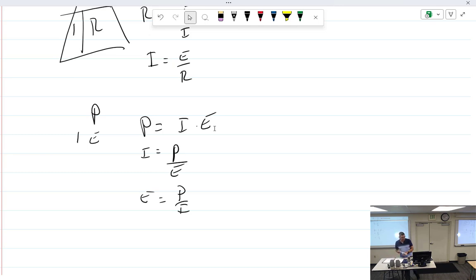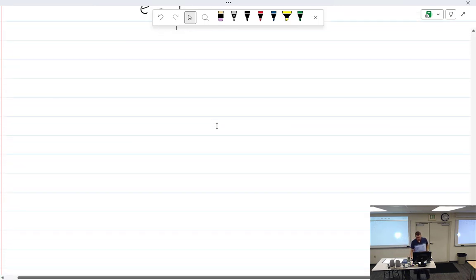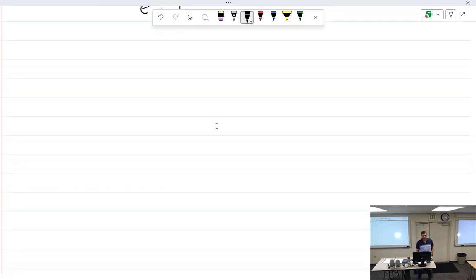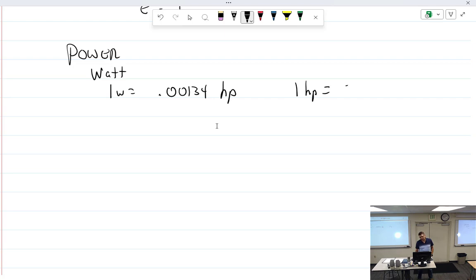All right, so speaking of P and pi, we do have power. Power is expressed as the watt. 1 watt equals 0.00134 of a horsepower. 1 horsepower equals how many watts? 746 watts. Where did this come from?